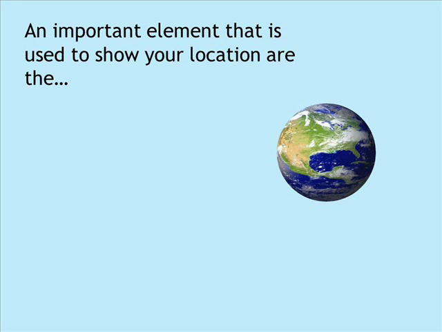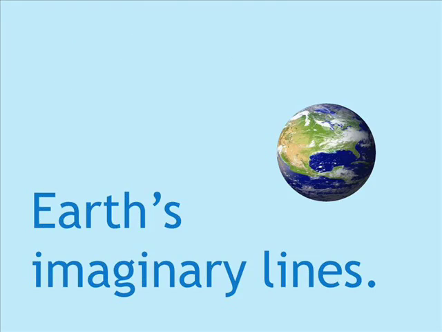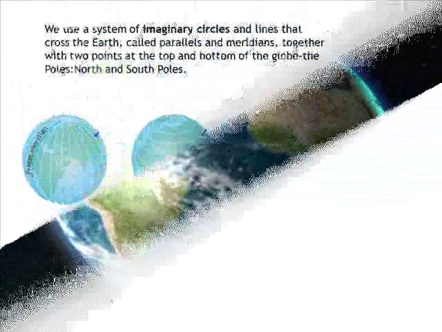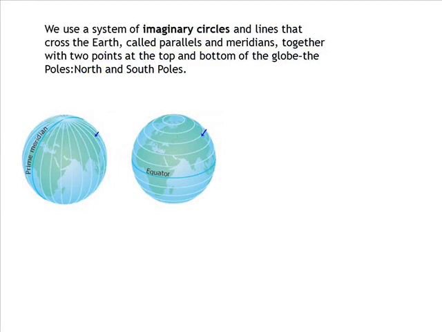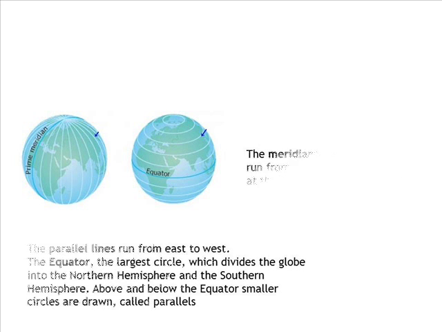Well, the first step to answer that question is to know that the Earth has imaginary lines that help us to find locations. We use a system of imaginary circles called parallels and meridians. The meridians are semicircles that run from north to south and meet at the poles, as you can see in the first image. In the second image, we can see lines that go from east to west.